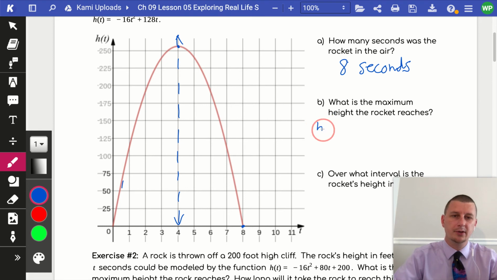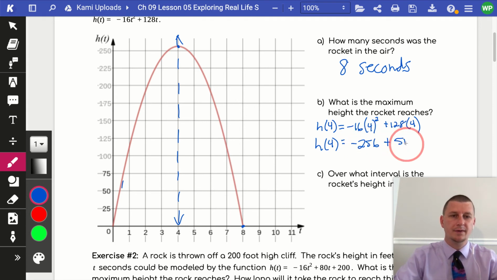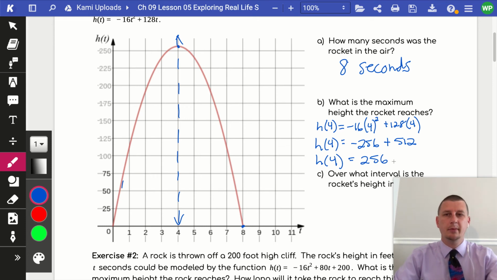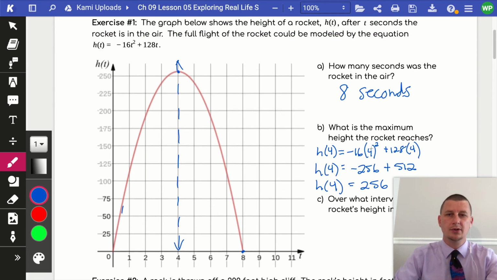So that's what we're going to do. We're going to have h of 4 is equal to negative 16 times 4 squared plus 128 times 4. And now we're going to multiply negative 16 times 4 squared, which is 16, and we're going to get negative 256 plus 128 times 4 is 512. And so h of 4 is going to be 256. So the maximum height that this rocket will reach is 256.